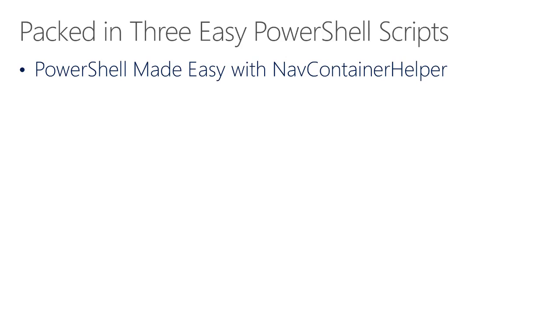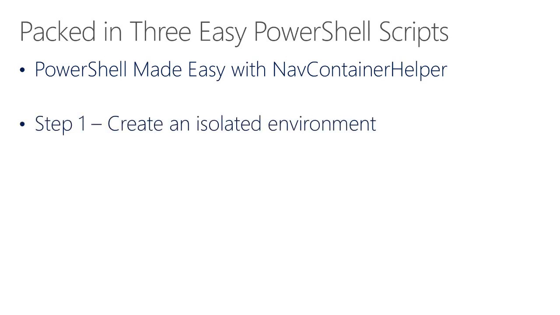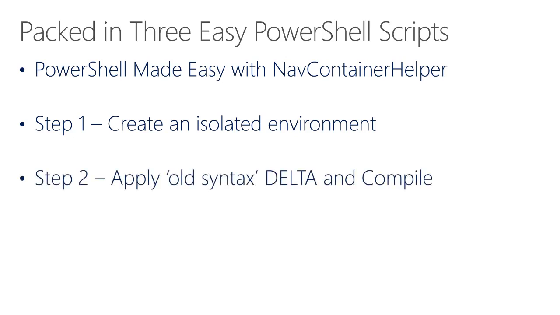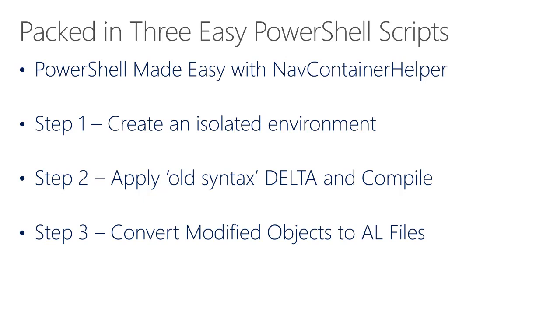But using the nav container helper, step one is to create an isolated environment. It's just a single command. Step two is to apply the old syntax delta and compile. I believe that's two or three cmdlets. And then step three is simply converting those modified objects to AL files, and then you're done. And so the result of that script is a folder with AL files. It's not necessarily a workspace yet, but it's close.